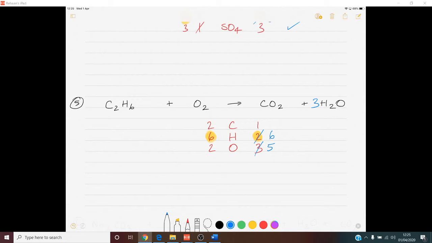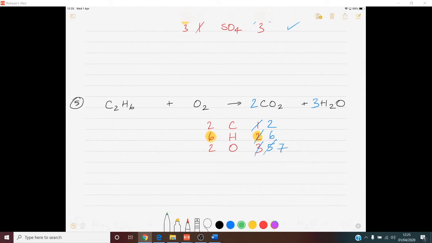On the left hand side, we've got 2 carbons. We've only got 1 on the right hand side. So we're going to go ahead and chuck a 2 in front of CO2. And that will change both your carbons and your oxygens. So this time we now have 4 oxygens in CO2. And we have 3 oxygens over here, which give us 7 altogether.